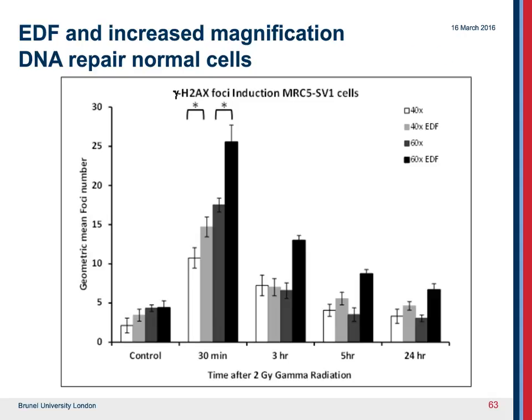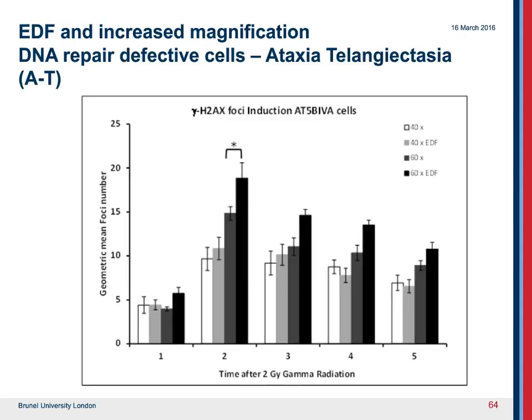If we repeat the same experiment with our repair defective cell line from the individual with ataxia telangiectasia, which is the double-strand break repair defective cell line, we see induction again and then less repair when compared to the normal cells, but as we add the EDF and the increased magnification, we start to see more foci. So it clearly seems that with these additional features, such as the high magnification and the extended depth of field, we are seeing more damage and we're getting more information from our experiments.